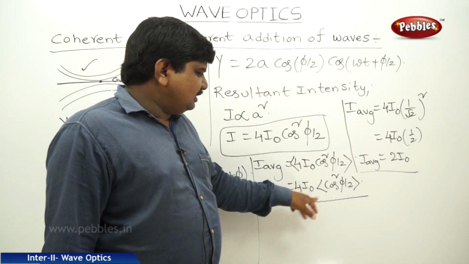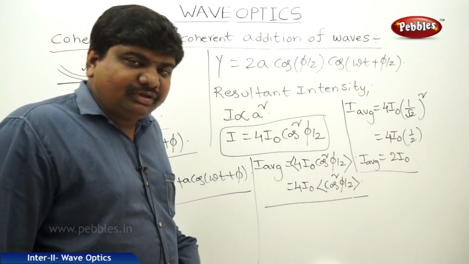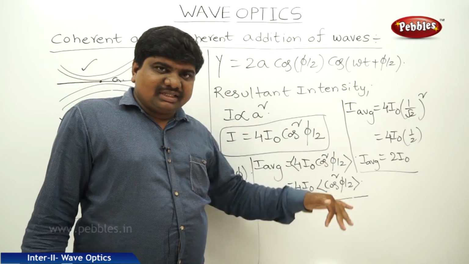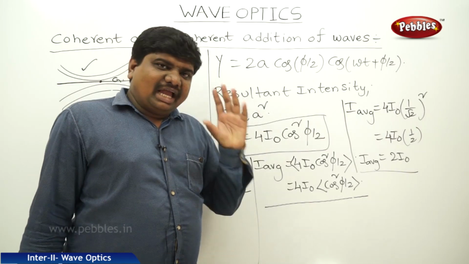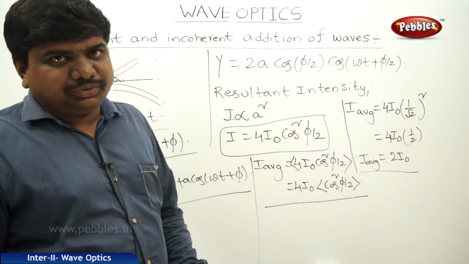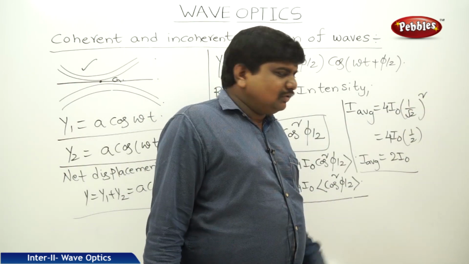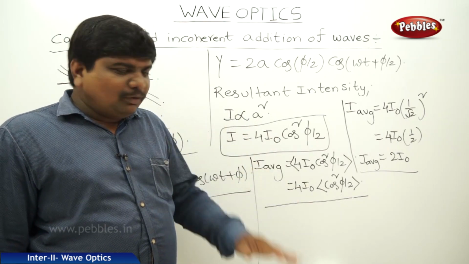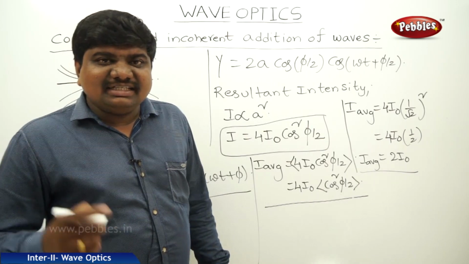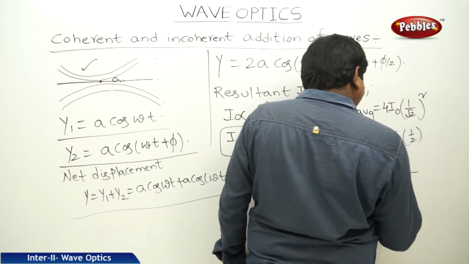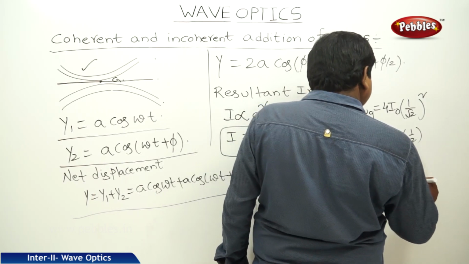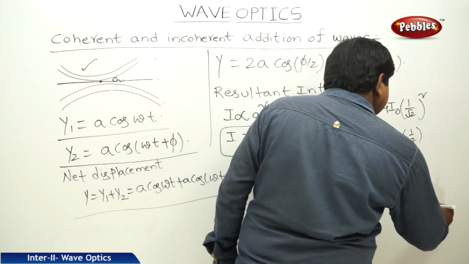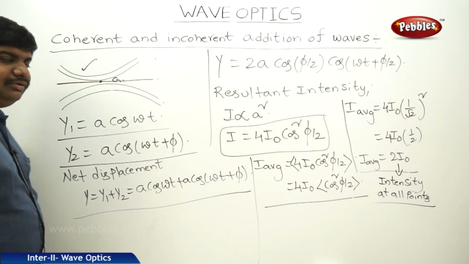So 4 I naught into the average value of cos square phi by 2. The cos value goes from 1 to 0 as the angle goes from 0 to 90 degrees. Again, from 90 to 180 it goes from 0 to minus 1. So the average value of cos theta is 1 by root 2, because 4I0 into 1 by root 2 whole square, 4I0 into half, is 2I0. So this 2I0 is the intensity at all points, at every point. So 2I0 is called the intensity at all points. Like this we can define the constructive and destructive interference.